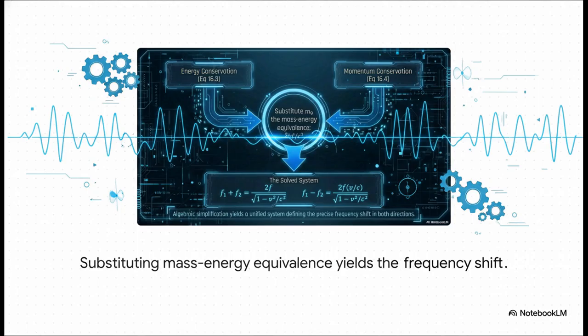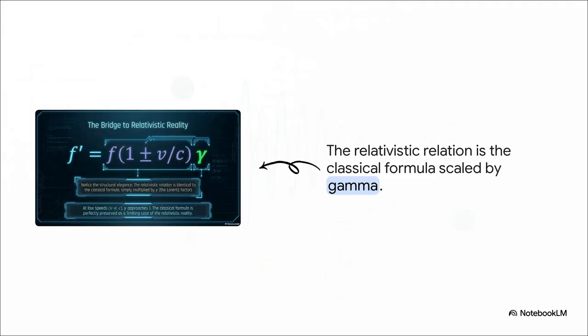If we take the mass-energy equivalence, the fact that the rest mass, m0, equals 2 times Planck's constant times the baseline frequency divided by the speed of light squared, and substitute that right back into our energy and momentum equations, something beautiful happens. We can algebraically simplify all this math to isolate the frequencies. This yields a unified system of equations that perfectly defines the sum and the difference of the precise frequency shifts in both directions. And when we solve that system, we get this, equation 16.5.